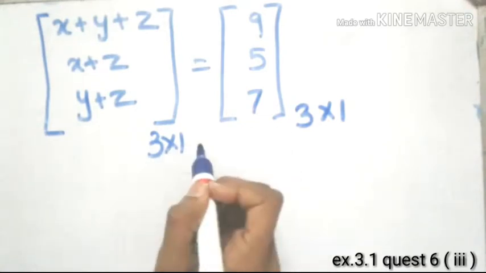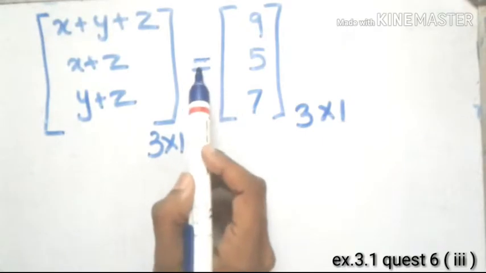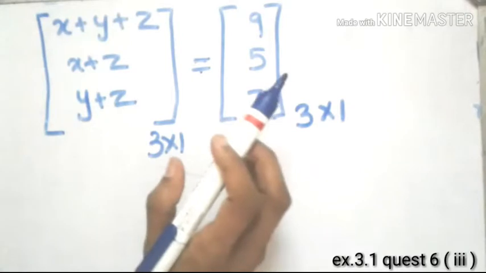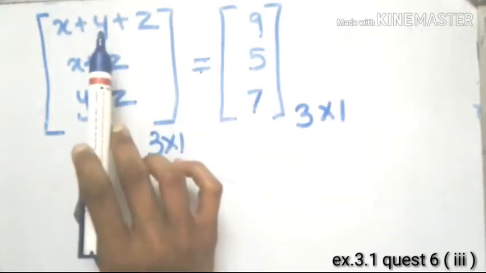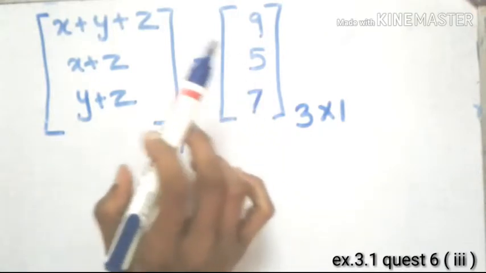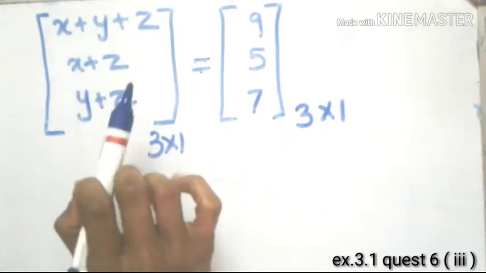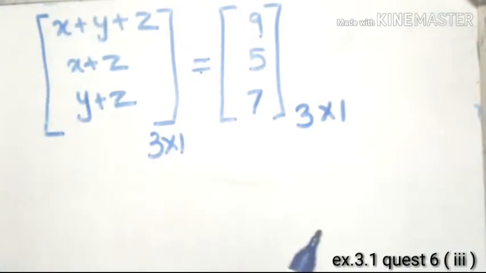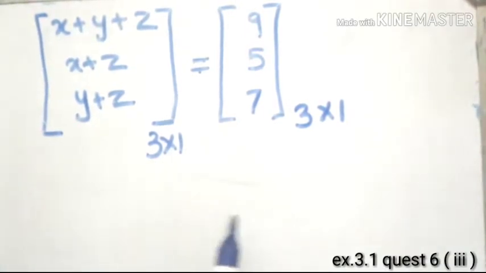Now the orders are going to be the same. We are given that the two matrices are equal. So what does that mean? That means the corresponding elements are also equal, and we have to find the value of x, y and z. That is what we have to find. So once again we have to equate the corresponding elements.